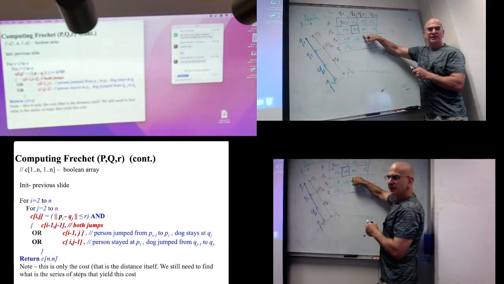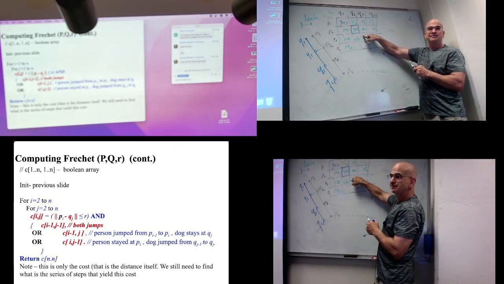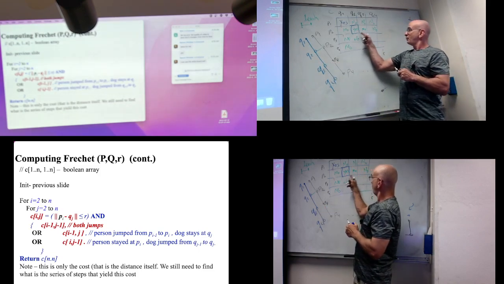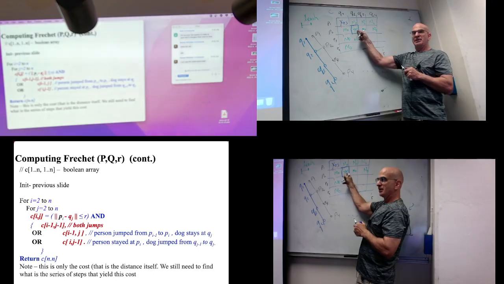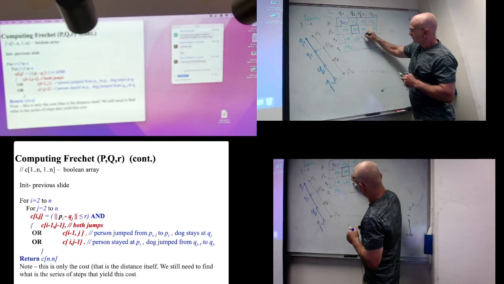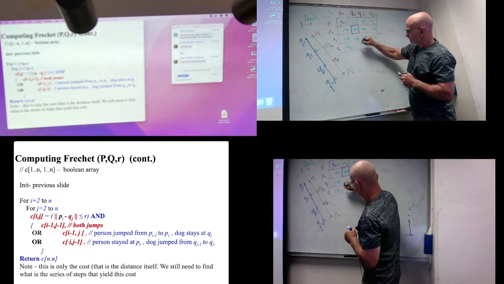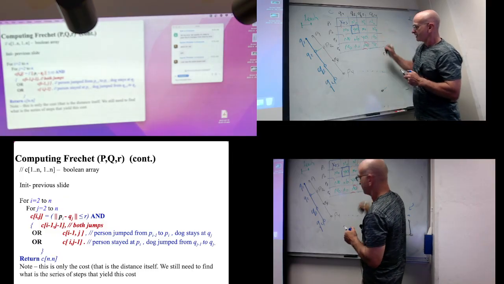No, what do I write here? P3, Q3. The distance between them is yes, and one of the surrounding cells, namely diagonally, is also yes, so this will be yes. No, no, no, and this will be yes as well.